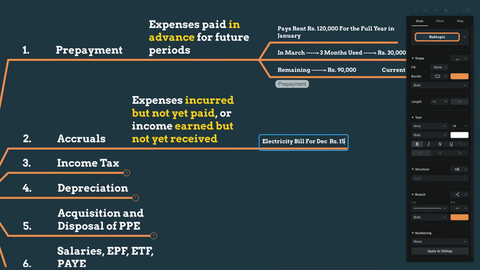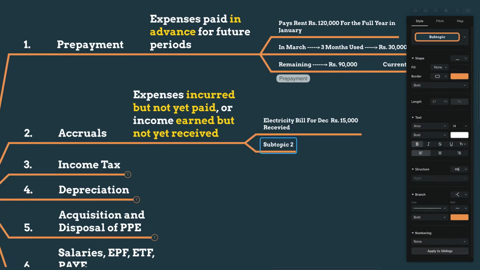Okay, rupees 15,000. This is the electricity bill, right? For 15,000 electricity bill, but you didn't pay it. Electricity bill for December 2015 is received. Okay, you received. So now the expense is incurred because you utilized the electricity for the December month. Then only they will give you the bill. No. So once you utilized it, the electricity expense is incurred, but you didn't pay, right? So you must still record this as an expense.